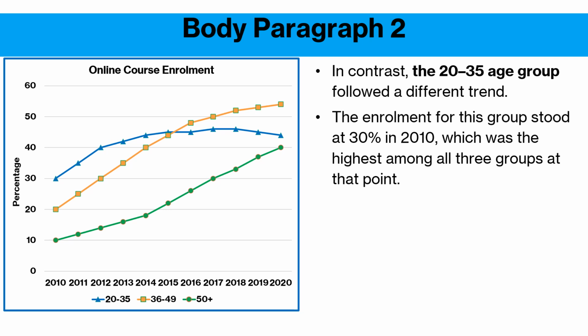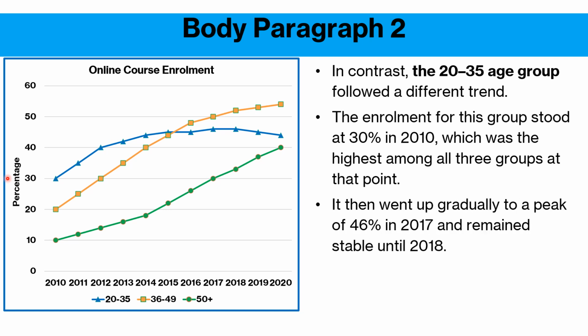The enrollment for this group stood at 30% in 2010, which was the highest among all three groups at that point. Then we describe the upward trend. It then went up gradually to a peak of 46% in 2017 and remained stable until 2018.